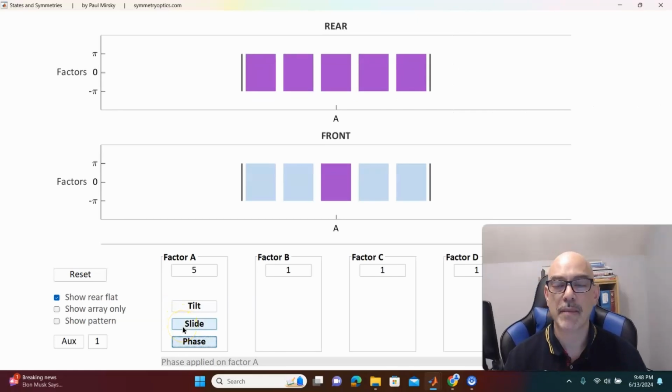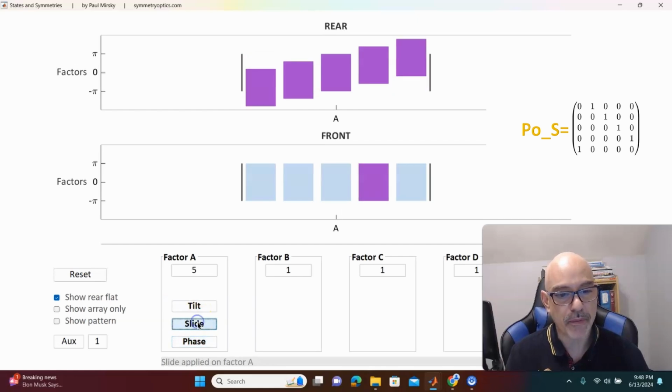Another thing that I can do is I can multiply that vector by the position slide matrix. This button multiplies the vector by the position slide matrix, and if I do that, the position vector moves from one vector to another. It's still an eigenvector of the system, but now it moves from one to another.